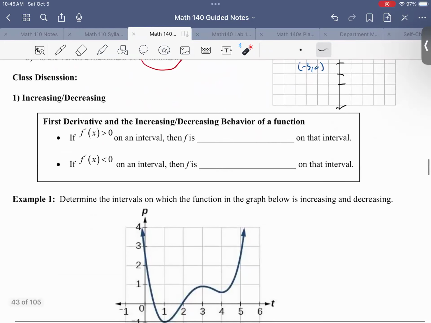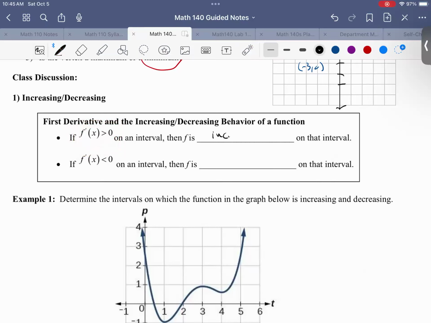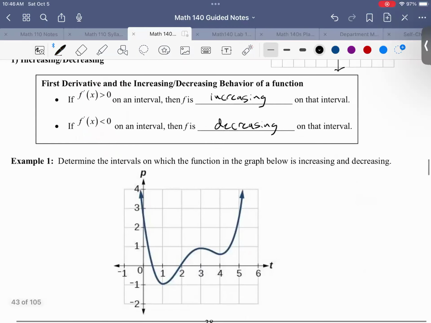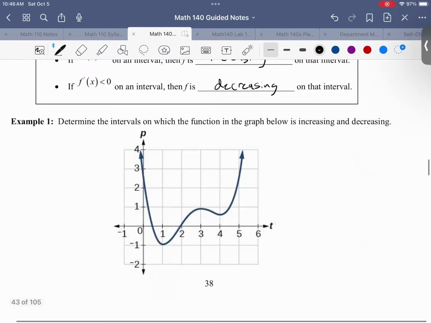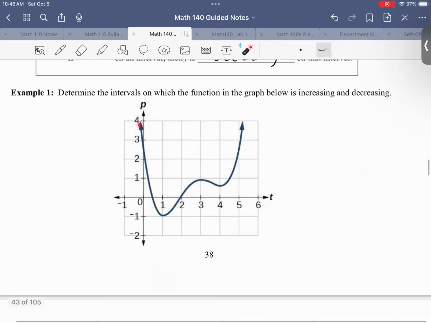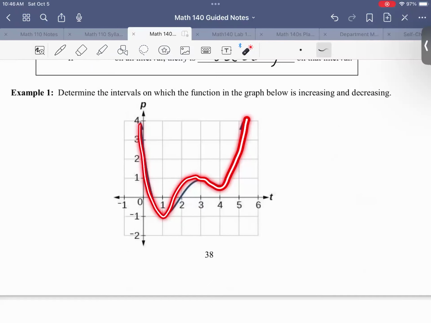So increasing, decreasing. If the first derivative is greater than 0 on an interval, then that means f is increasing. And if the derivative is less than 0 on an interval, then that means it is decreasing. Okay. So we have these two definitions now, right? So determine the intervals on which the function of the graph is increasing or decreasing. So we just have this graph right here.